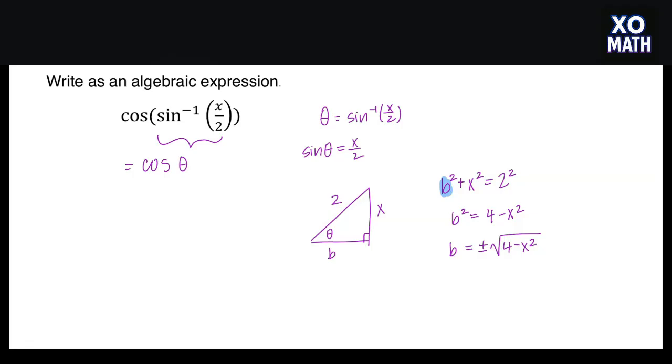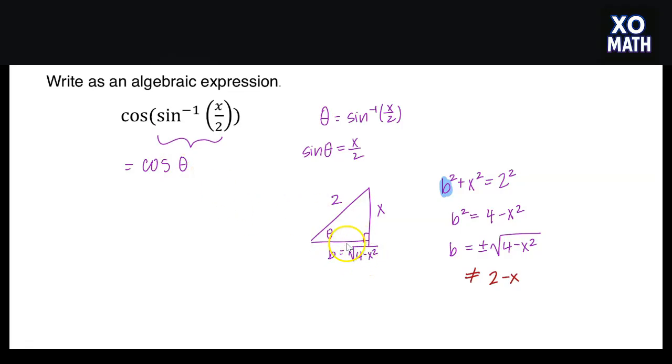And so we're going to go ahead and say b is positive the square root of 4 minus x squared, which, just as a quick note, does not simplify to 2 minus x. I can't take the square root of each piece separately. So we're going to say this side length is the square root of 4 minus x squared.